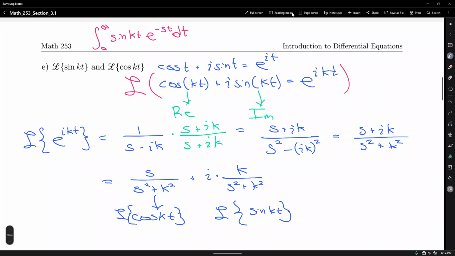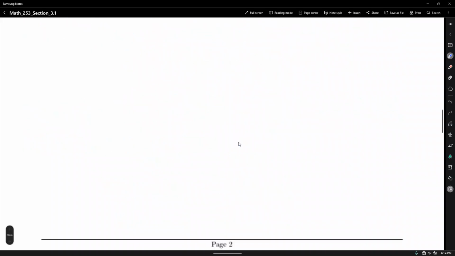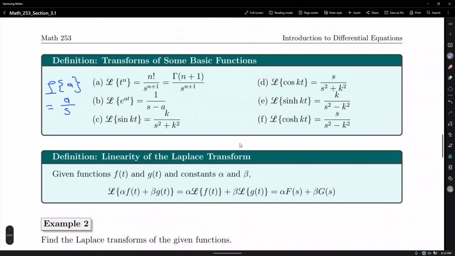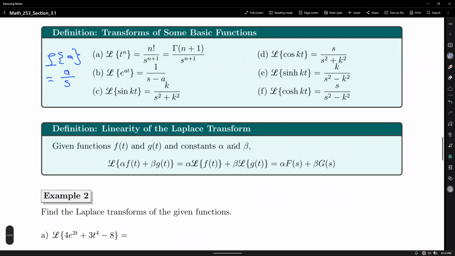There's another way to get this. Well, I'm going to do this maybe after the examples. All right, so let's have a look at the example. So forget about the improper integral. Let's just use the formulas. These are formulas that we're going to use to get these transforms, okay? So find the Laplace transforms of the given functions.